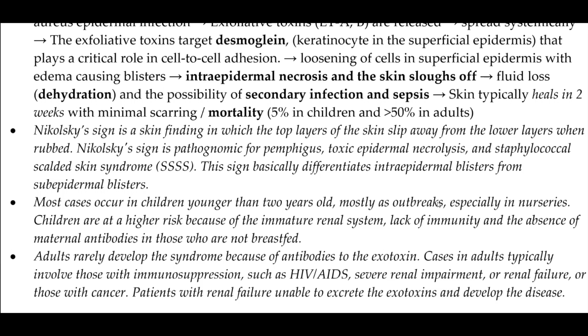Now, most cases occur in children younger than 2 years old, mostly as outbreaks, especially in nurseries. Children are at high risk because of their immature renal system, lack of immunity, and absence of maternal antibodies in those who are not breastfed. Adults rarely develop this syndrome because we have developed antibodies to this toxin. But cases in adults are typically seen if your immunity is low.